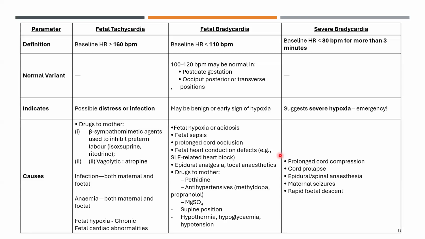What about severe bradycardia? Anything less than 80 beats per minute for more than 3 minutes is now classified as severe bradycardia. This is an emergency situation because it would suggest that the baby has severe hypoxia, there's cord prolapse, or there's prolonged cord compression, and you need to intervene.